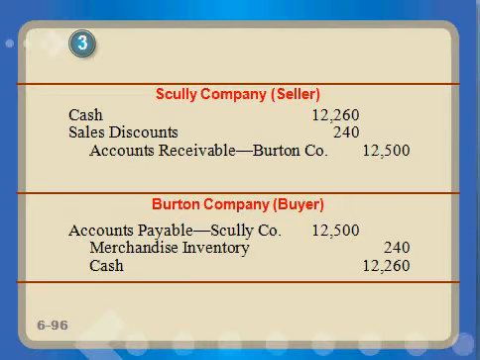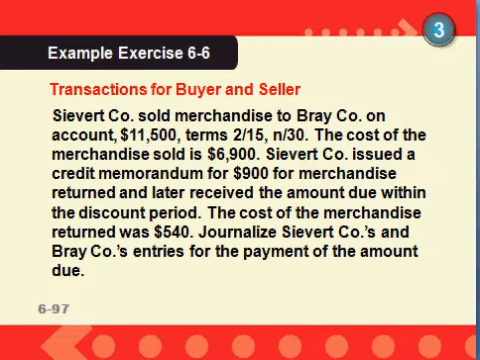We're going to look at another example exercise, and this is exercise 6-6 on page 273 in your book. It says Sievert Company sold merchandise to Bray Company on account for $11,500. The terms are 2/15, so they get a 2% discount if they pay within 15 days, or net 30 days. The cost of the merchandise sold is $6,900.